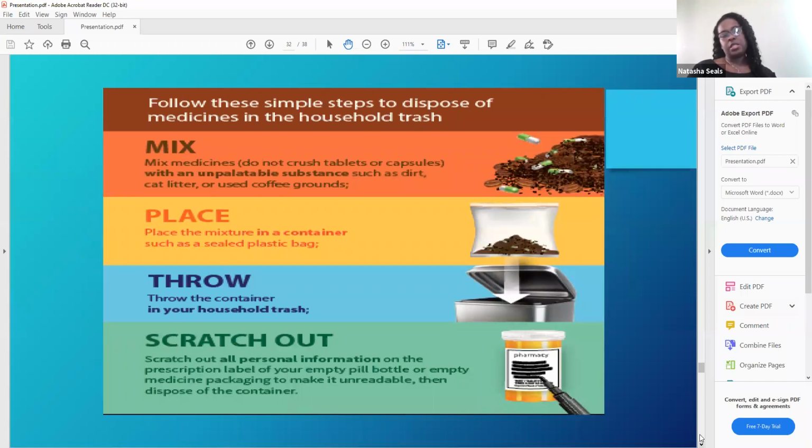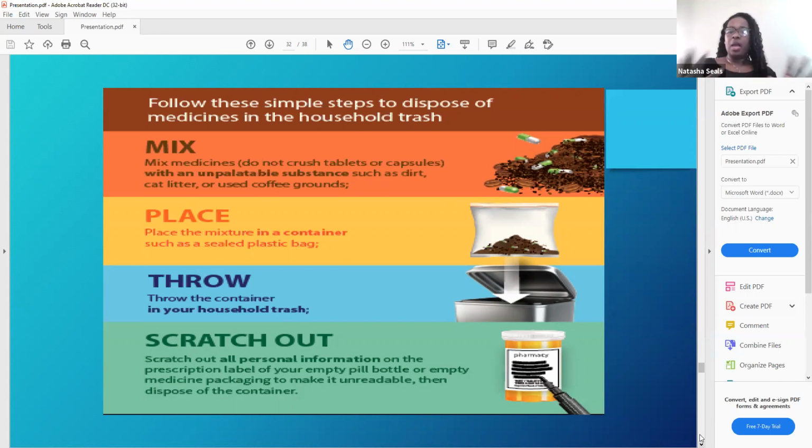And this is just a visual representation of what you're going to do when you toss that medication, if you decide to do it with those undesirable substances. You don't have to crush or break the capsule. Just go ahead and mix it in that undesirable substance, such as coffee litter or coffee grinds. Mix it up very well. And then you're going to take that mixture and place it in a container, sealed up, and then put it in your receptacle at your house.